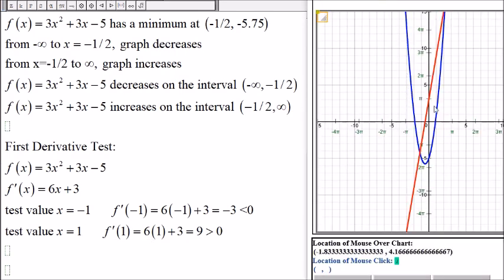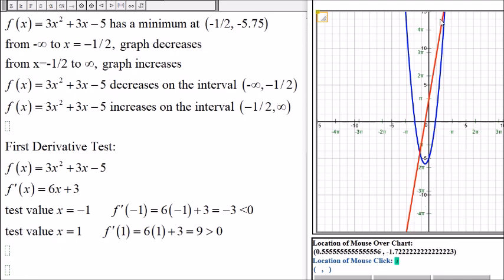Again, the blue graph here, that's the graph of the function f of x, 3x squared plus 3x minus 5. And then the red one, that's the derivative function. This is the graph for y equal to 6x plus 3. And notice that the critical number is at negative 1 half. And so the red line at negative 1 half is below the x-axis.